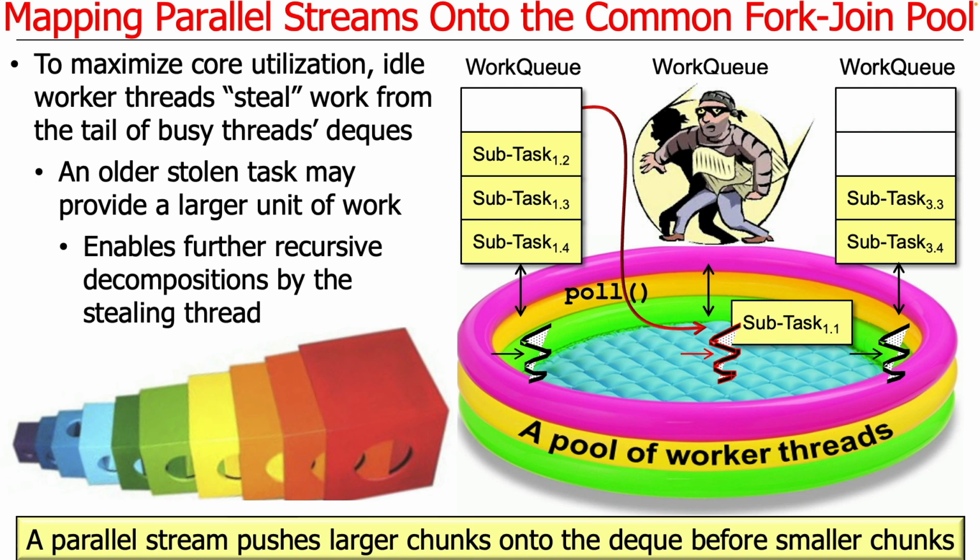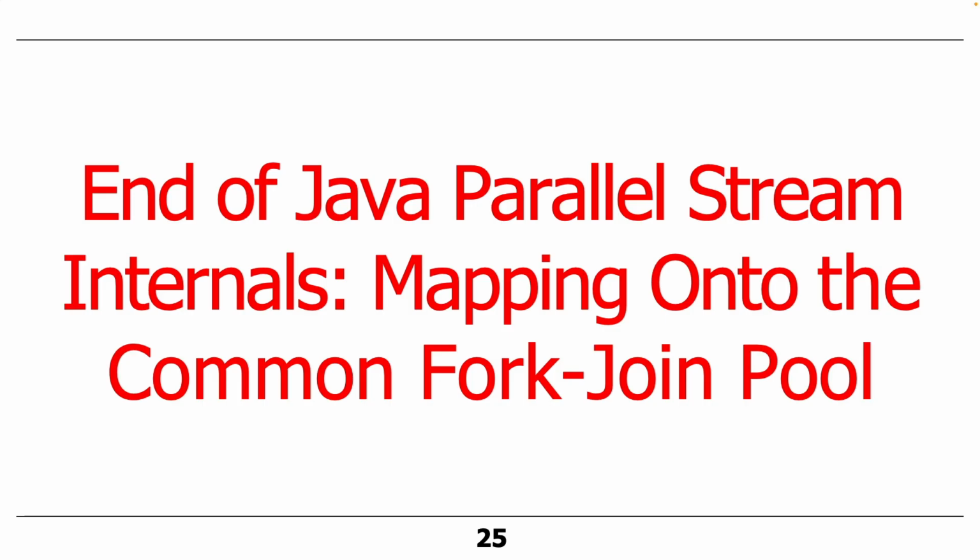So parallel streams push larger chunks onto the deque before processing smaller chunks, which is exactly what you want because you get maximized utilization of parallel processing with multiple cores. So that's the end of the discussion of parallel streams internals. You don't have to know all these details in order to program with parallel streams effectively. You might have to know some of these details to do well in the next quiz, but you don't have to know all these details to program with it.